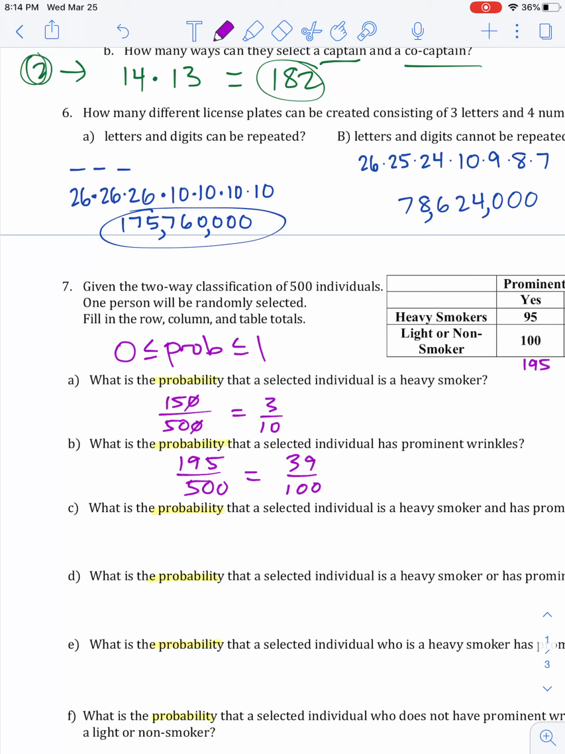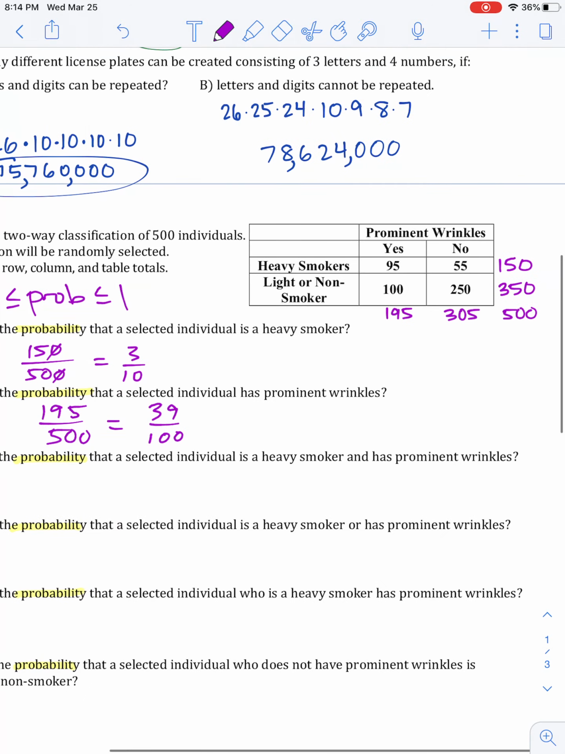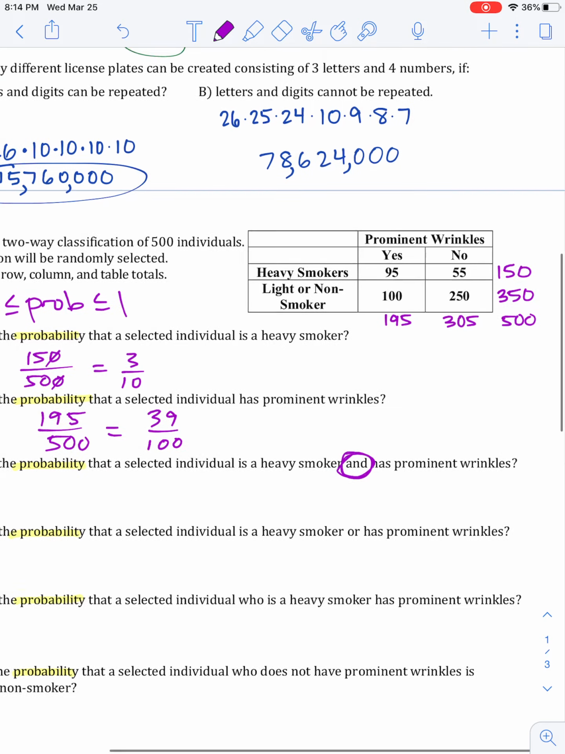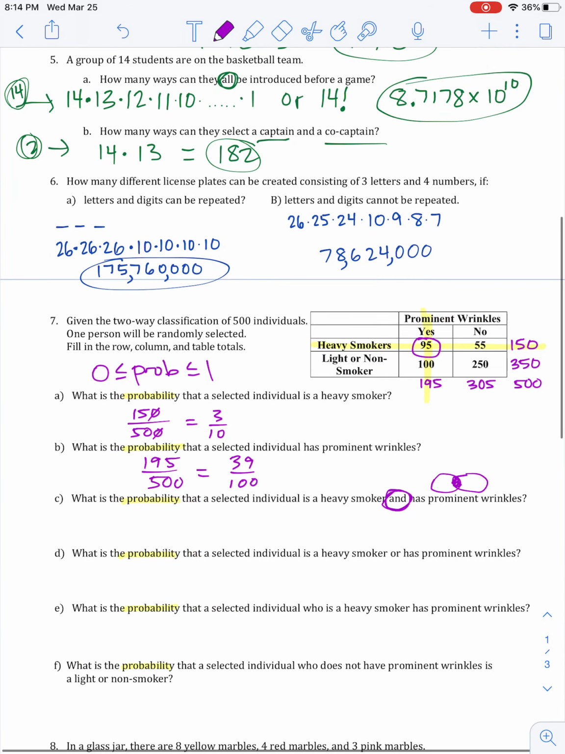What is the probability that a selected individual is a heavy smoker and has prominent wrinkles? So I have an and problem. I'm looking up in the table for heavy smoker and prominent wrinkles. And basically, where's the overlap? Think of a Venn diagram. For and, I look at where it overlaps. Well, in the table, heavy smoker and wrinkles overlaps here at those 95 out of the total 500. And once again, I can divide the top by 5 and the bottom by 5, and I get 19 over 100.